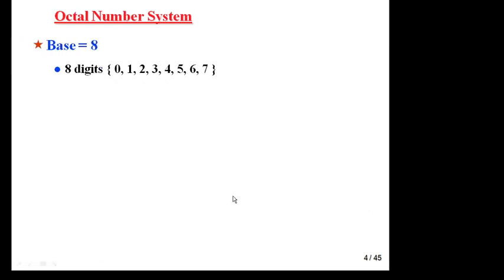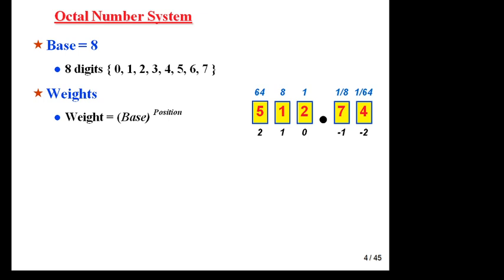Now octal number system. You know, in octal number system there are total 8 digits, 0 to 7. So its base is 8, or you can say radix is 8. And the same thing is applicable here. Its positional weight will be base to the power position, meaning r to the power i or b to the power i.